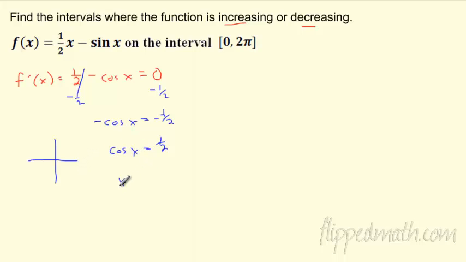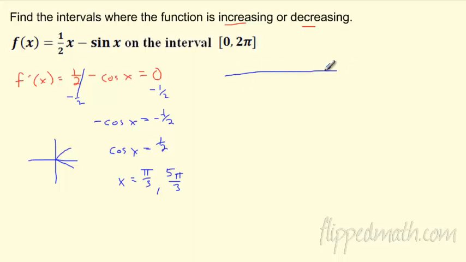Well, it should happen when x is pi over 3, in the first quadrant here. Where else is cosine positive? Should be down here in the fourth quadrant. So that should be what? That should be 5 pi over 3. So those are the 2 points where it's going to equal 0. These are my critical points.